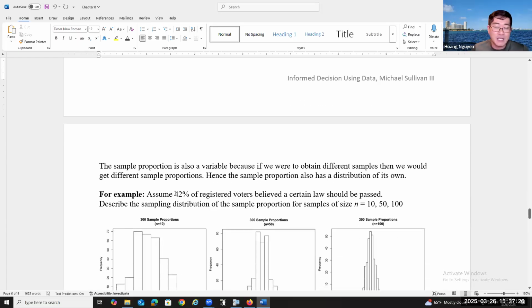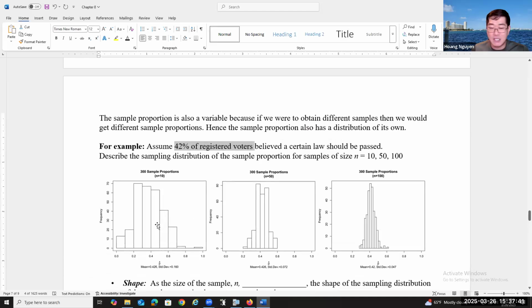Okay. So assuming that about 42% of registered voters believe that a certain law should be passed, that's what we know. Now let's take a look at the histograms provided right here and see what conclusion we might have. Describe the sampling distribution of the sample proportion for sample sizes of n equal to 10, 50, and then 100. In this case, we're going to compare the three histograms. The only thing different is we're going to increase the sample size from 10 to 50 and then 100, and we're going to do that 300 times for each case.